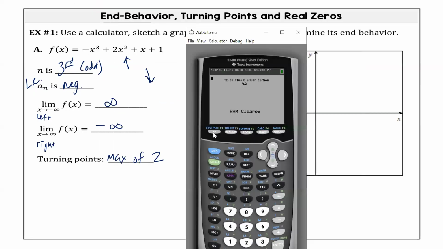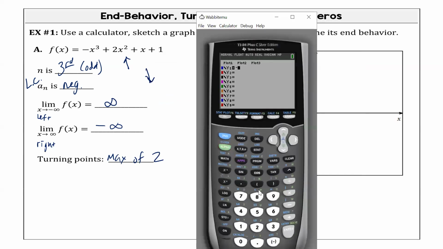Glorious. So we're going to go to y equals, and we have negative x to the third plus 2x squared plus x plus 1. I'm going to hit graph. I'm going to watch Sylvie grow.